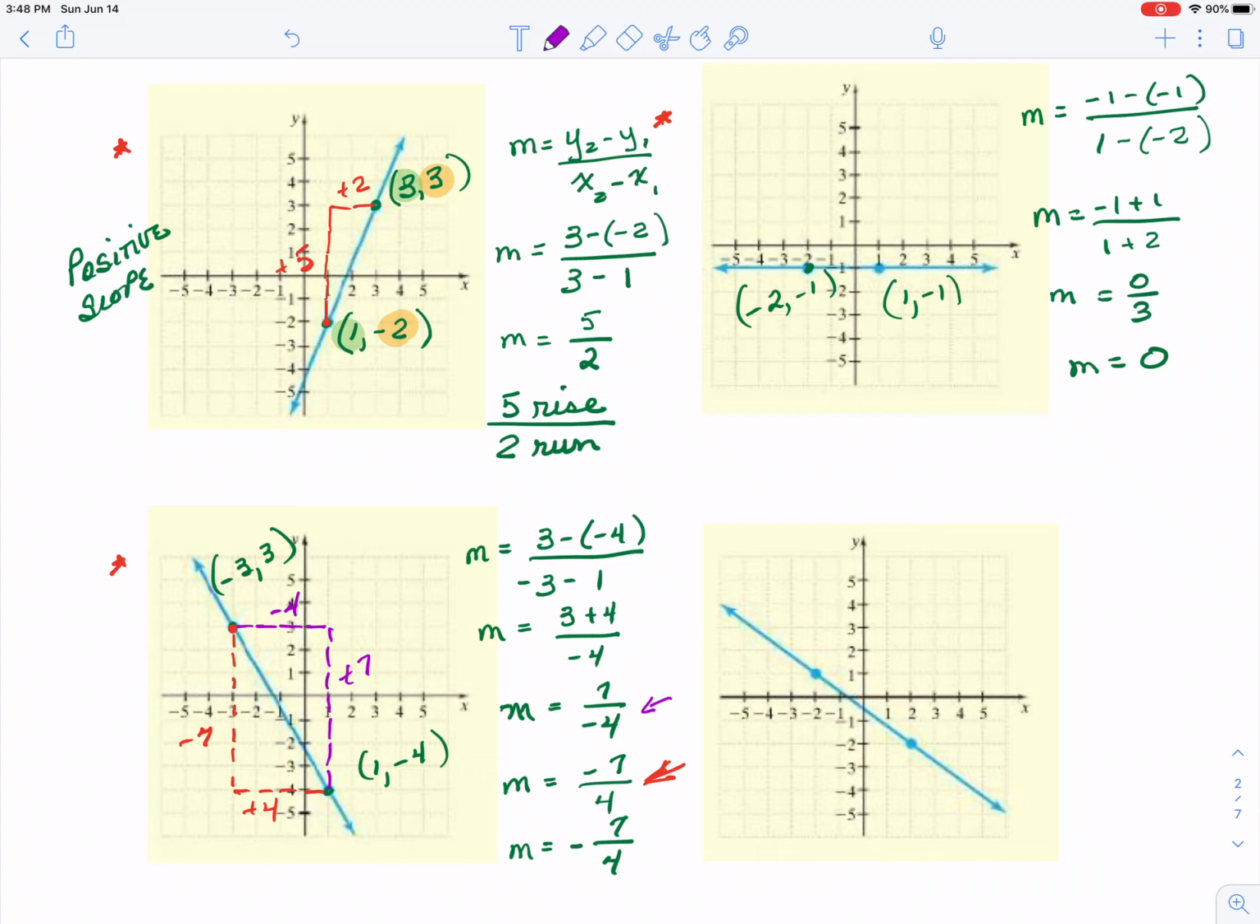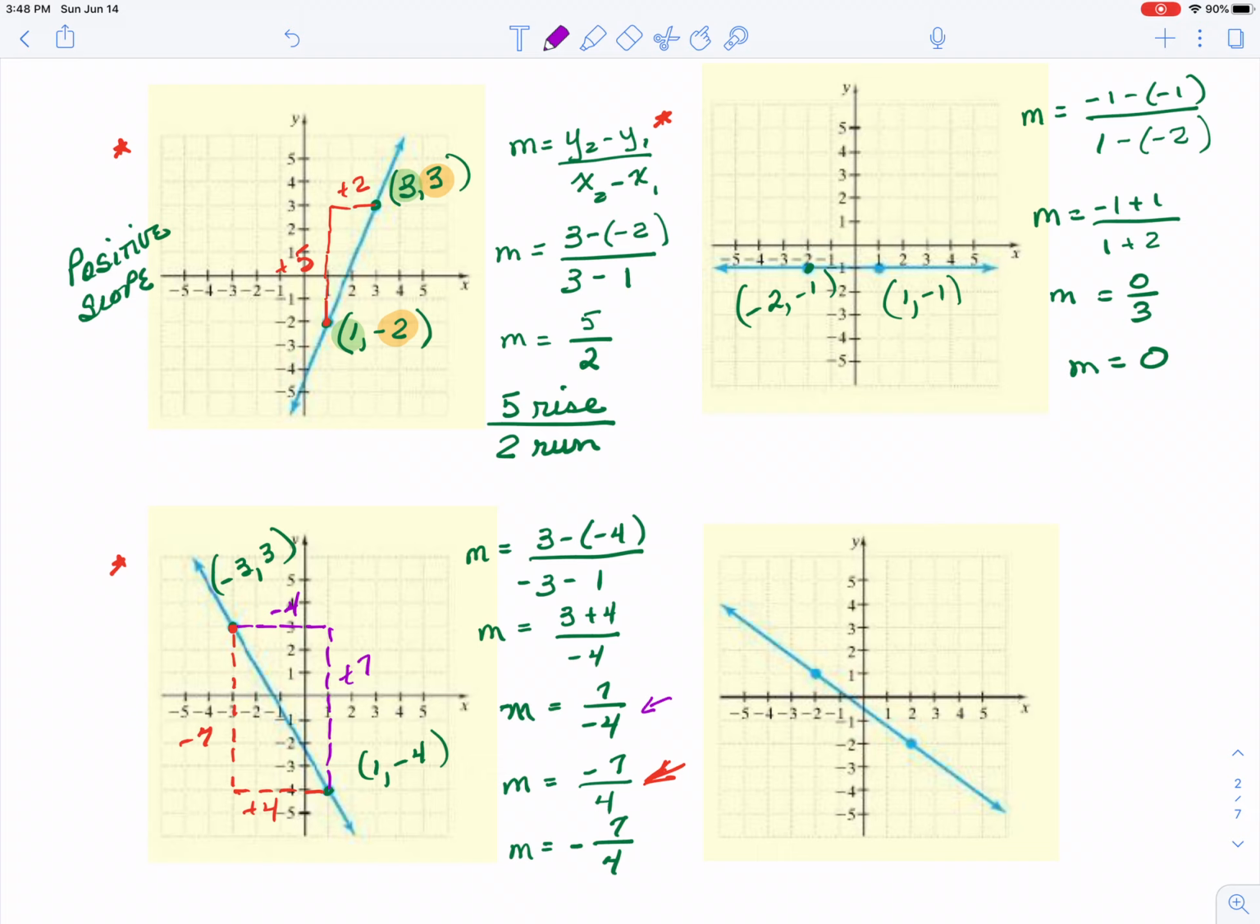Slope-intercept form, that is y equals mx plus b for a linear equation. When you put something into slope-intercept form, and you're going to be asked to do that a lot, what you're doing is getting y by itself. So you're going to take whatever equation you have and try to isolate the variable y.